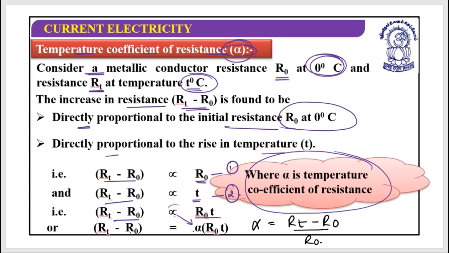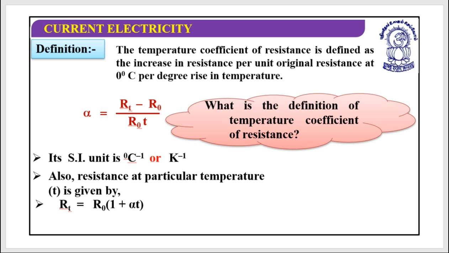Yes, if you have remembered the thermal properties of matter in class 11, the things will be similar. Alpha is equal to delta L by L delta T. It is the change in length, it is the original length, and this is the change in the temperature. Even this is the same case. This alpha is equal to RT minus R0 divided by R0 into T. I hope those things are clear. Is it clear? Great.